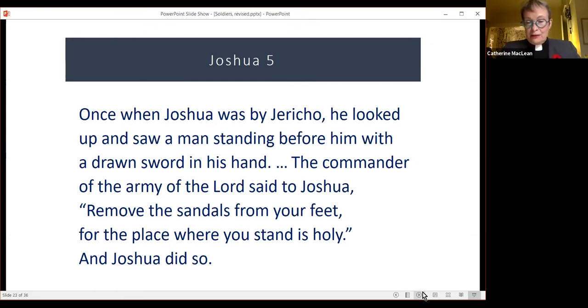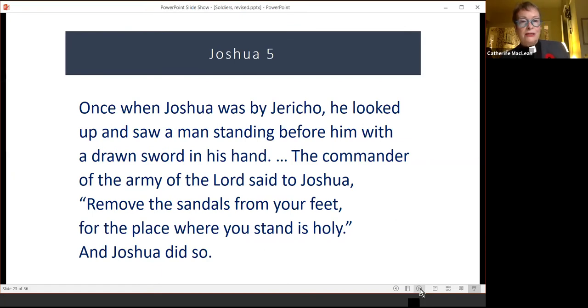Joshua. So we've got a couple of things going on here with the stories of Joshua. We've got the invasion of Jericho, the invasion of Canaan. And so it reads, once when Joshua was by Jericho, he looked up and saw a man standing before him with a drawn sword in his hand. The commander of the army of the Lord said to Joshua, remove the sandals from your feet, for the place where you stand is holy. And Joshua did so. So there is a holiness, a sacred nature in this concept of one group of people fighting against another that we need to pay attention to. The other thing, of course, about the invasion of Canaan is that there are great parallels to the invasion of this continent by the ancestors of those of us who are European. So lots of room for thought there about the use of military force. The next one, thank you very much.